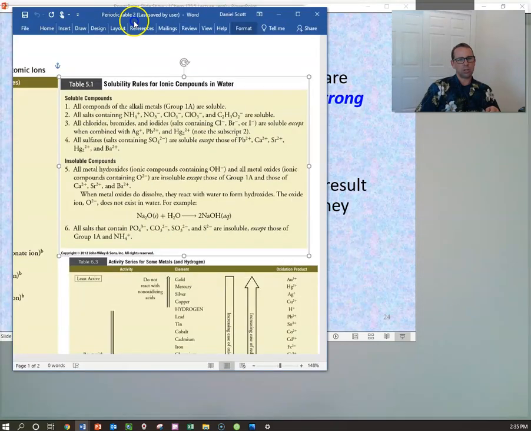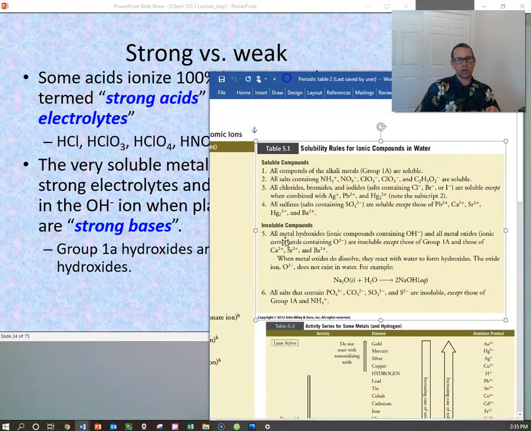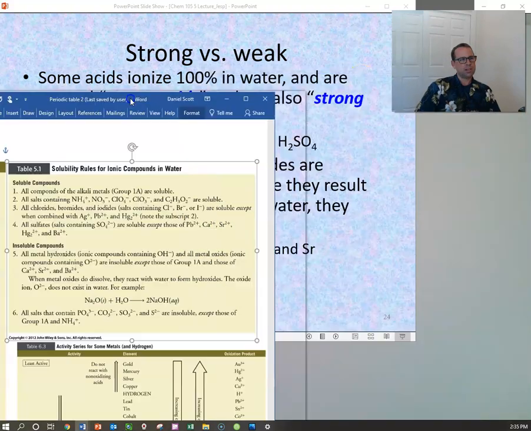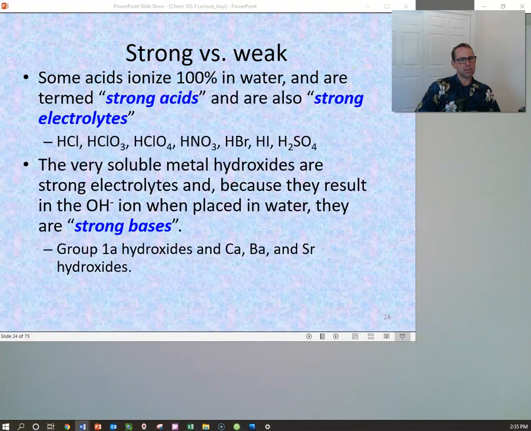looking at our solubility rules, strong bases are ionic compounds that contain the hydroxide ion. So rule 5 here tells us which compounds are strong bases, because ionic compounds that have the hydroxide ion will only be soluble if they are group 1A or calcium, strontium, or barium. All right, so that's how we can know whether or not we have our strong bases.